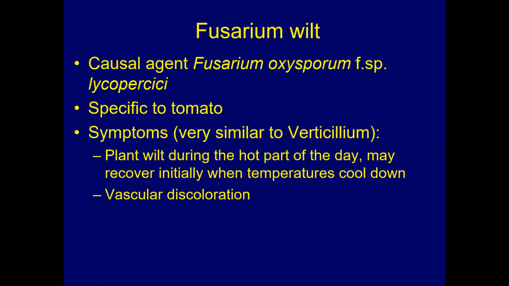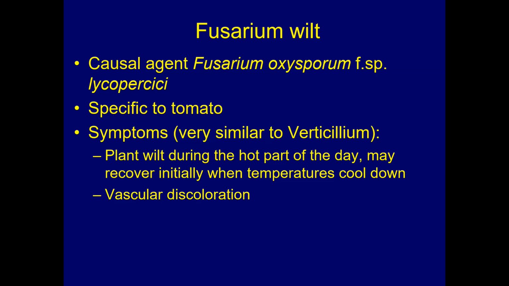So I will be talking briefly about all 3 diseases. Fusarium wilt is caused by Fusarium oxysporum forma specialis leucopersici. We see it in Utah occasionally, but it's not as common as the other Fusarium diseases. As I mentioned, it is specific to tomato. The symptoms look very similar to verticillium wilt.